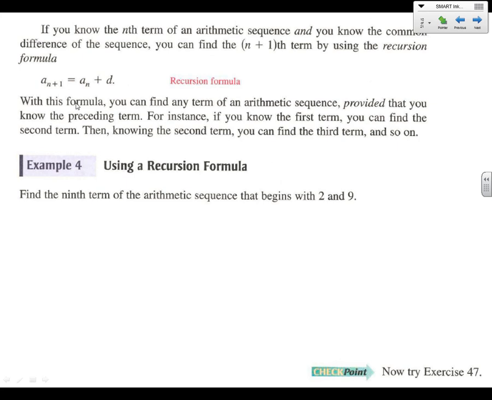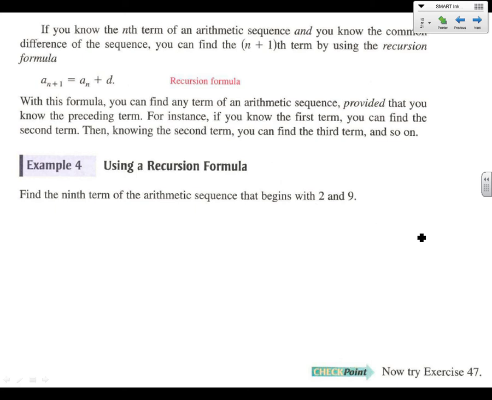All right, if you know the nth term of an arithmetic sequence and you know the common difference, you can find the n plus 1th term by using the recursion formula. So new formula here, recursion. The next term in your list is going to be your current term plus the common difference. With this formula, you can find any term of an arithmetic sequence provided that you know the preceding term. If you know a number and you add the difference, you're going to get the next number. So let's find the 9th term of an arithmetic sequence that begins with 2 and 9.